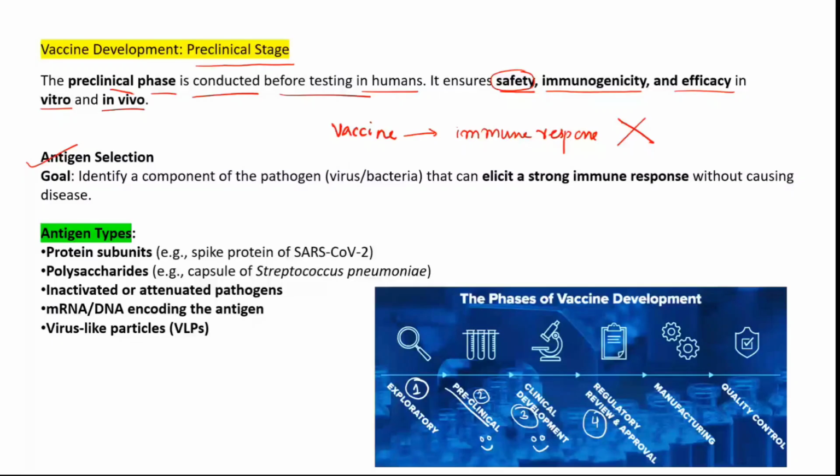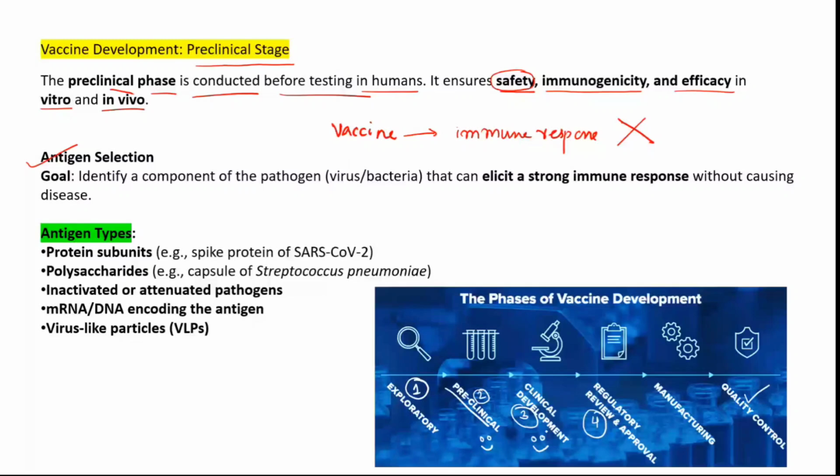Now, after that, we have manufacturing. Manufacturing means we synthesize on a very large scale, because we need vaccines for each and every individual. So we can design for the whole mass of population of that particular country or location, and after that we again check the quality, whether it is up to the mark or not. So these are the different phases in which a vaccine is developed. We are going to study all these things in great detail.